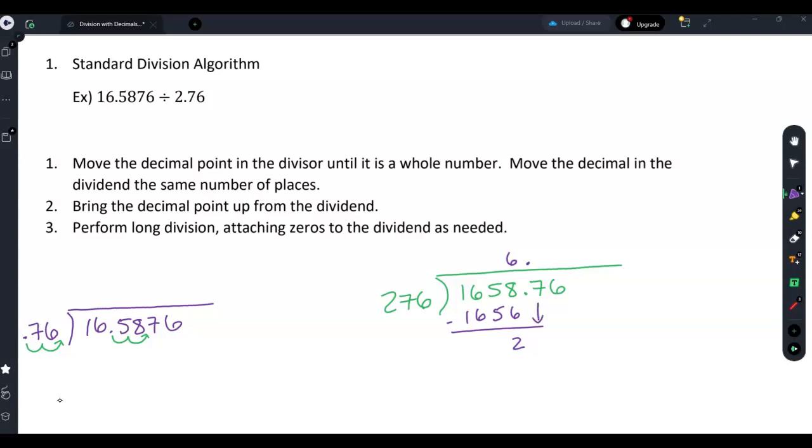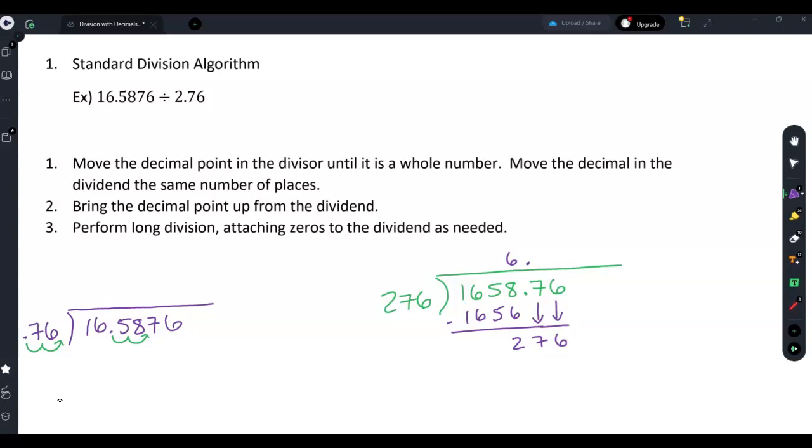All right, and then I'm going to bring the rest down. And I'm going to keep going, right? So I'm going to go ahead and bring down the 7 and the 6 and keep doing this. And with decimals, we keep going either until it repeats or until it stops, right? Until we get a remainder of 0. Now I can already see here 276 and 276. I know that this goes in once. However, you have to be careful here.